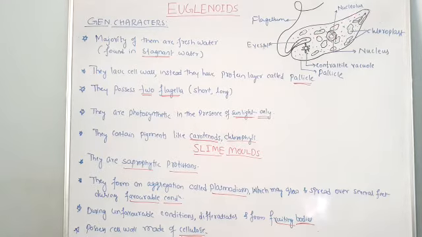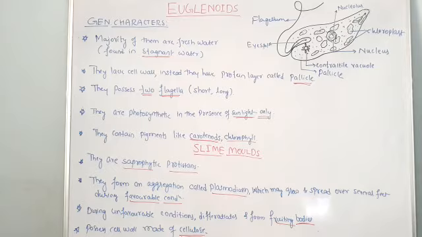This is the outermost layer of the Euglena, where it does not contain any cell wall, only the protein layer is present. Because of the presence of the protein layer, their body becomes more flexible. This provides the flexibility. See here I wrote pellicle. What is pellicle? Pellicle is nothing but the protein layer. The protein layer of the organism is called pellicle, which provides flexibility to the body. This is the most important characteristic feature of Euglena.